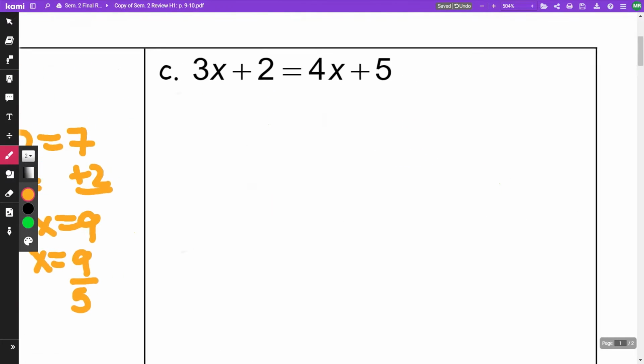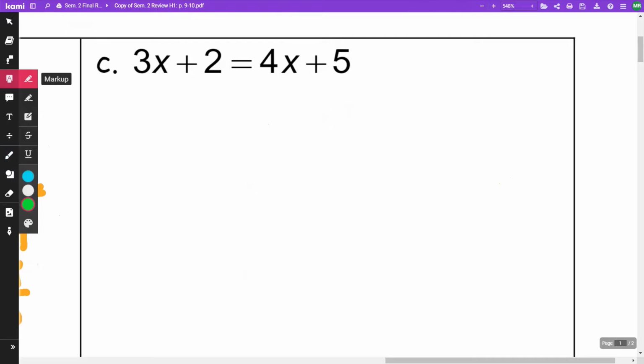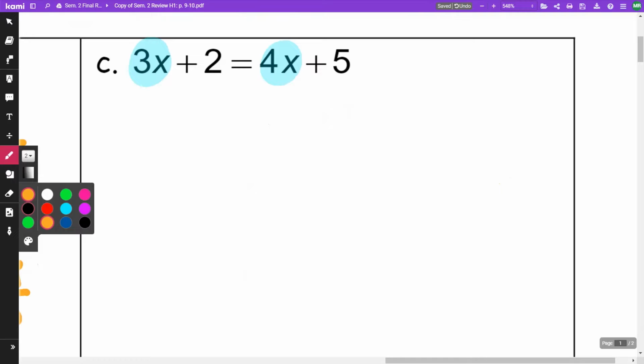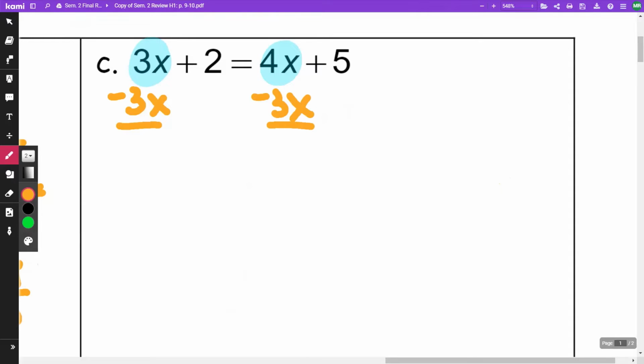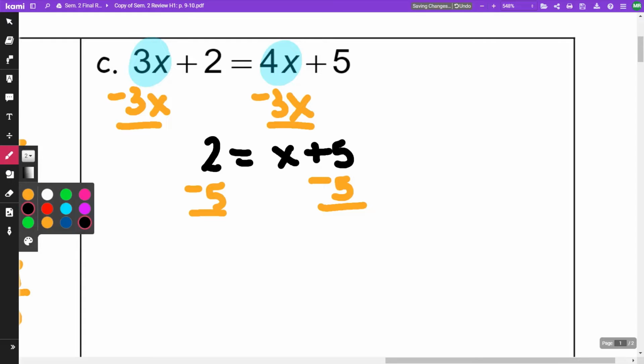On C, for a problem like this, what I would recommend doing when we have x's on two sides and numbers on both sides, I deal with my x's first. So what I'm going to do is I am going to either minus 3x or minus 4x. I think minusing 3x is going to be nicer because I'm going to end up with a positive. So I'm going to get 2 is equal to 1x, or just x, plus 5. Then I am going to minus 5 from both sides. And when I minus 5 from both sides, I get a negative 3 is equal to x.